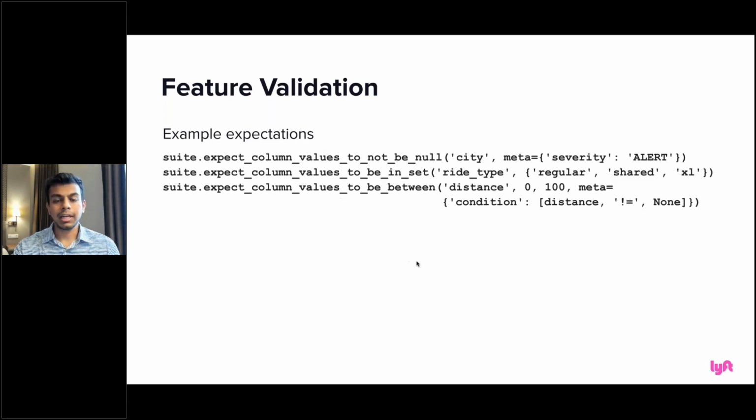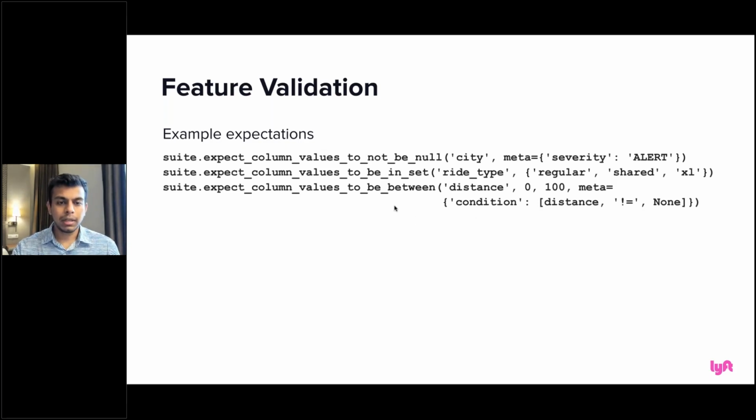And then you can have range, column values to be between, and this is a range check, so distance has to be between 0 and 100 miles, and we also have conditional checks there. So that means if distance is not none, then it should be within this range. So very easy to set up. Like a domain expert would know what features they're expecting. So we do need input from the user.